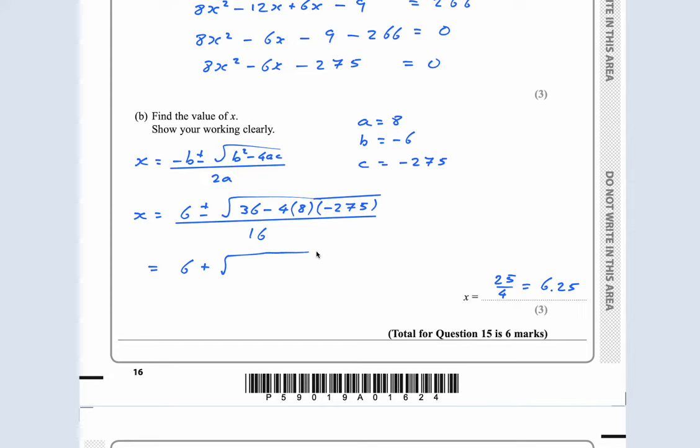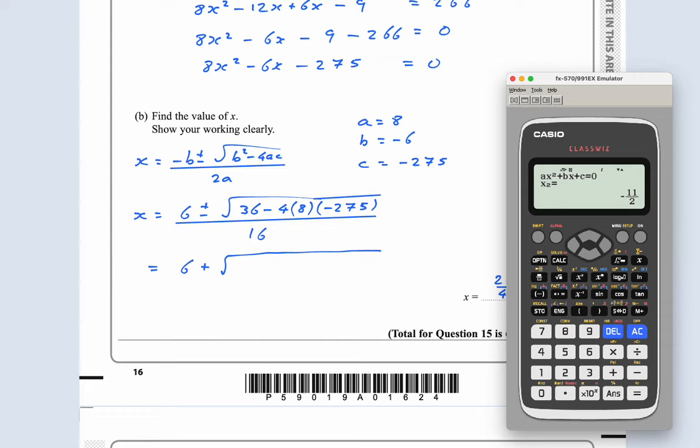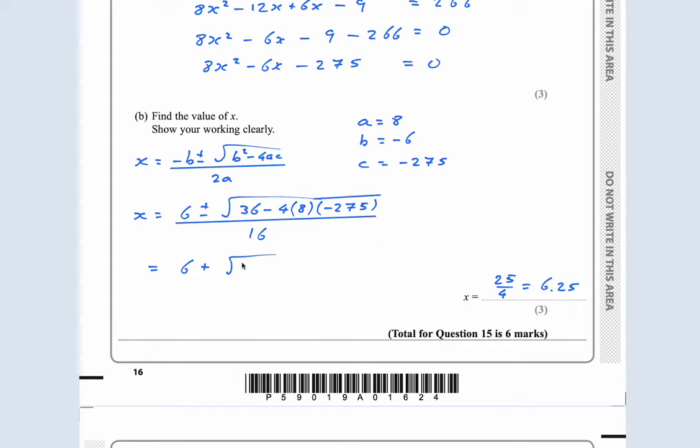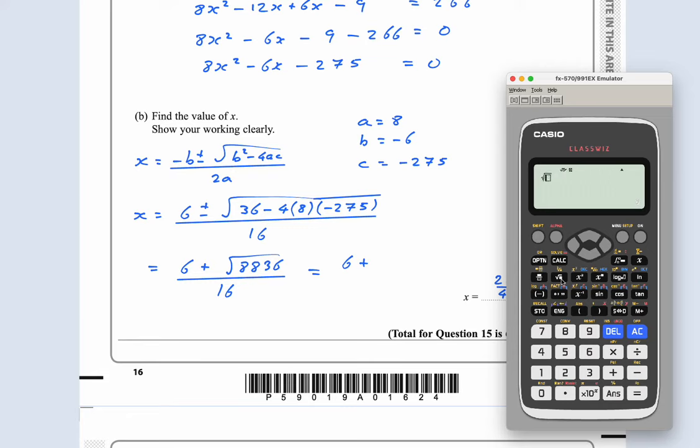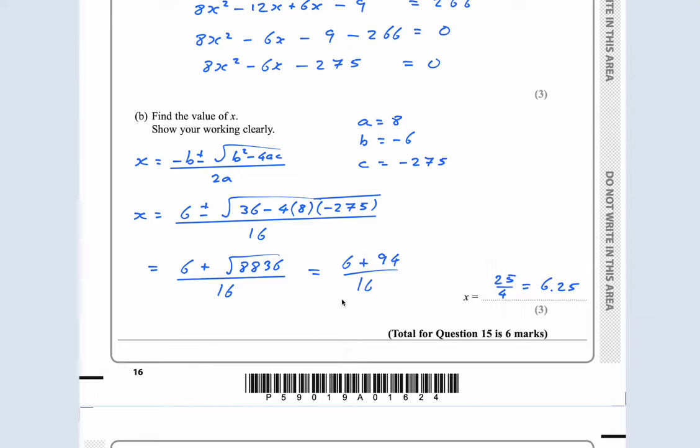So it's 6 plus the square root of, I'll do this all in one go, 36 minus 4 times 8 times -275, and that gives me 8836. So it's plus the square root of 8836, all over 16, which is equal to 6 plus, hopefully this has a square root, guys, 8836, 94. There you go. So it's 6 plus 94 over 16, which equals 100 over 16, which equals 25 over 4, if you simplify it.